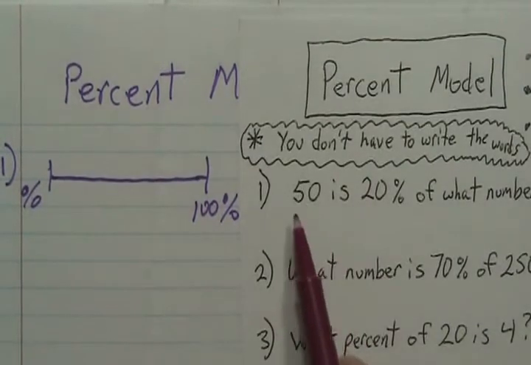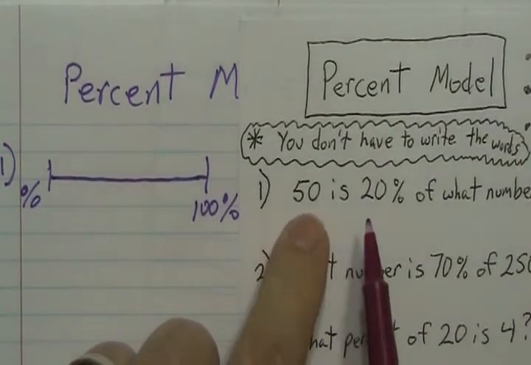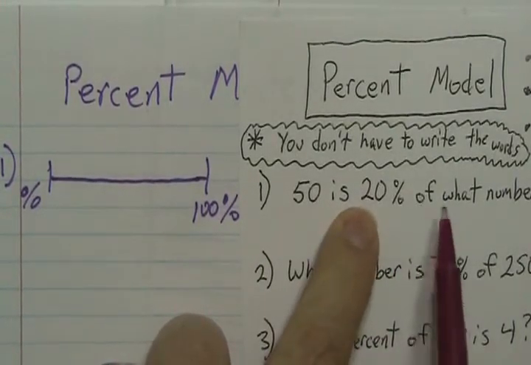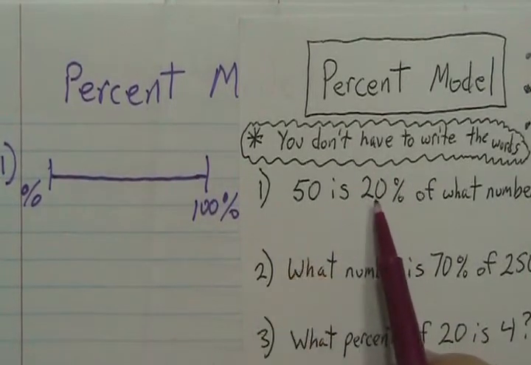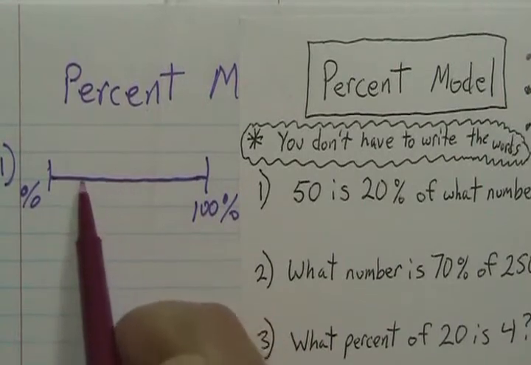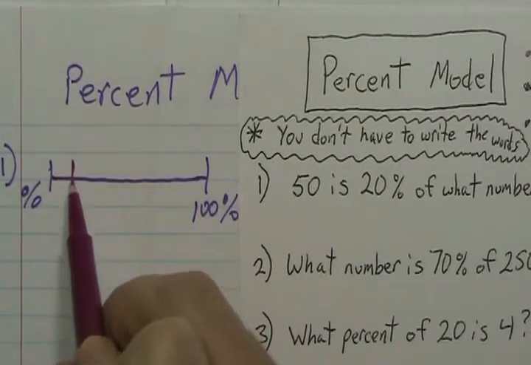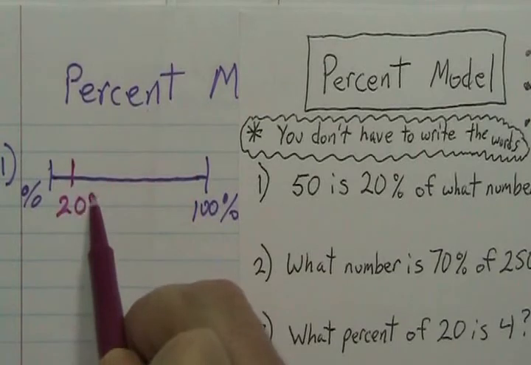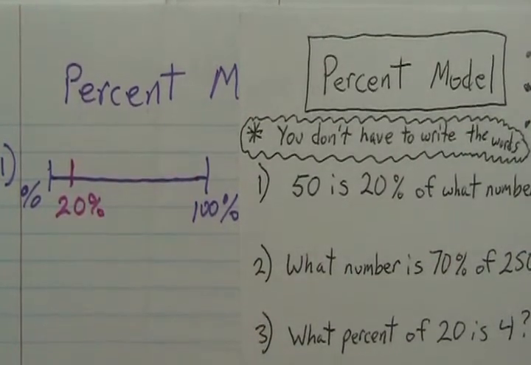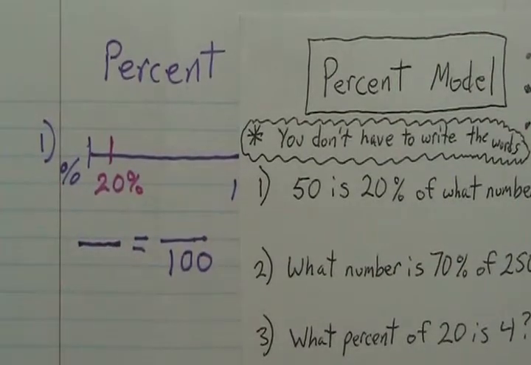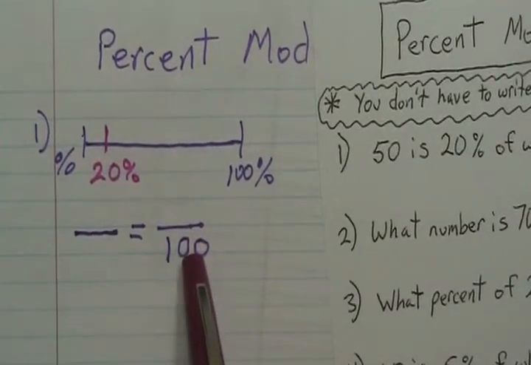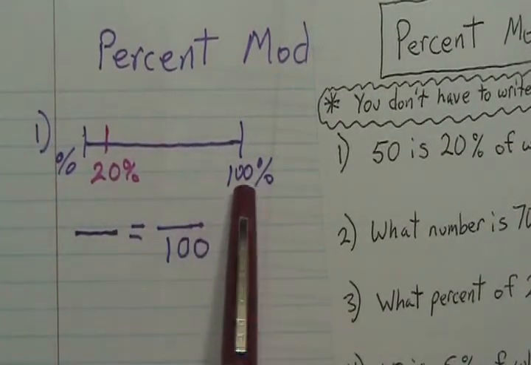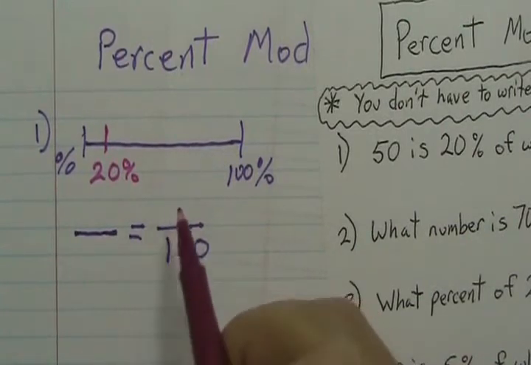Okay, here's number one. I just put it to the side, and it says 50 is 20% of what number? Well, right away you can see you have 20%. That's 50, probably right down here. So right away you know that as far as the proportion goes, we have 100 on the bottom, and 20% means this number right here is 20.